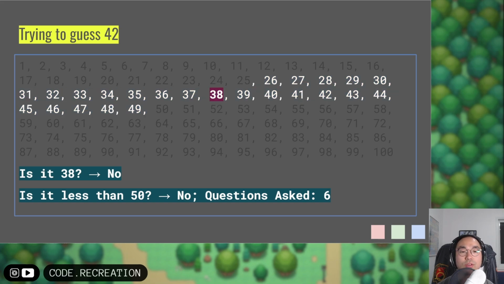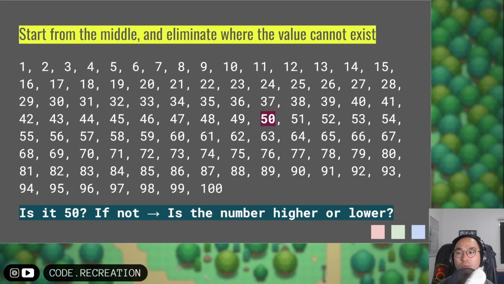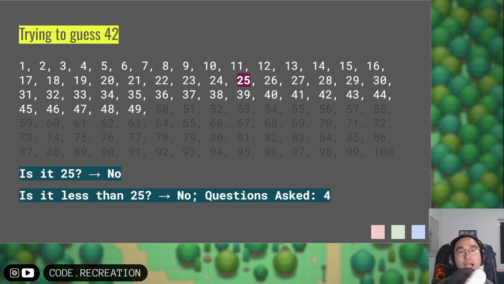And then with this new set of values, our midpoint is 38. And it's going to say that no, 38 is not 42. So we're going to ask, is it less than 38? In this case, we're going to say no. So we're going to turn off all these numbers within our data set. And we have asked 6 questions so far because we have halved 3 times. At each step, we were asking 2 questions.